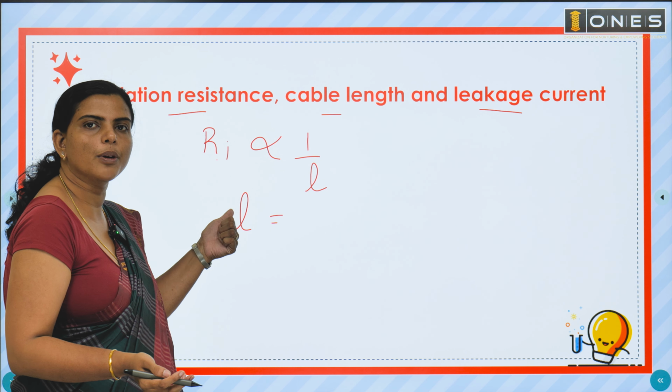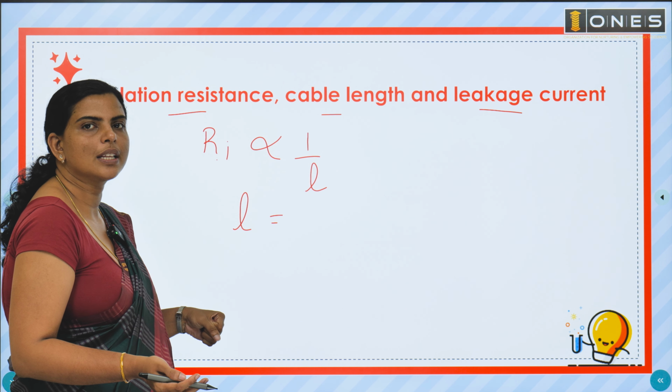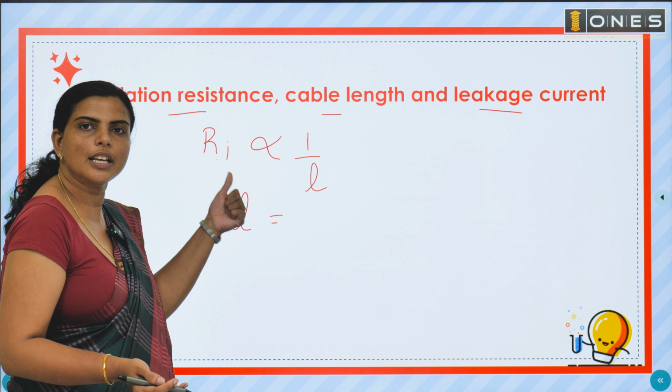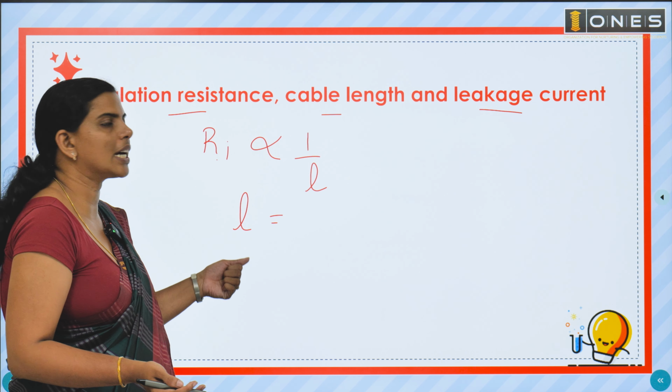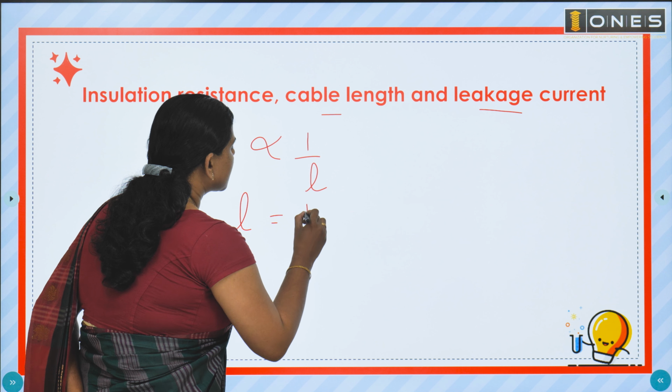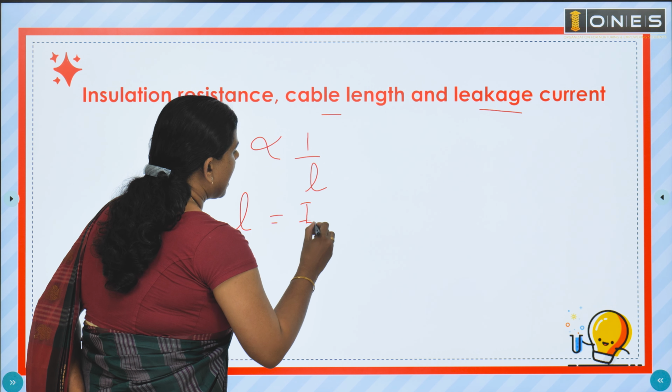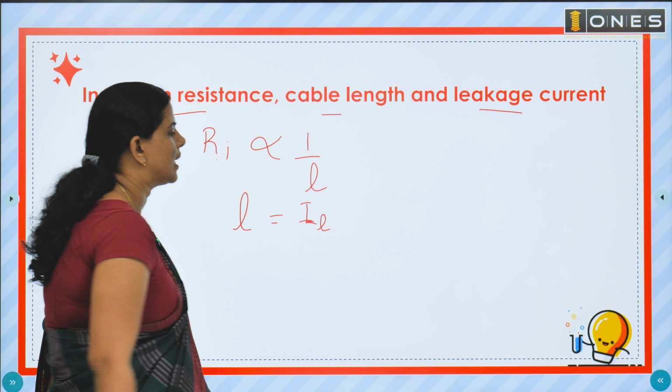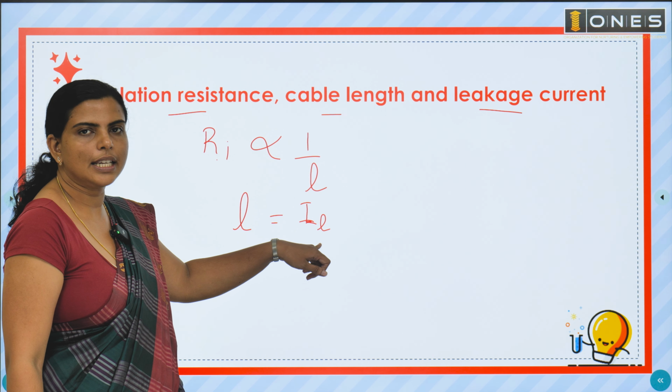Resistance കുറയുമ്പോൾ leakage current will, the resistance of the insulation will decrease. So leakage current will increase. So leakage current, let it be IL, I suffix L. IL എന്താണ് leakage current ആണ്.